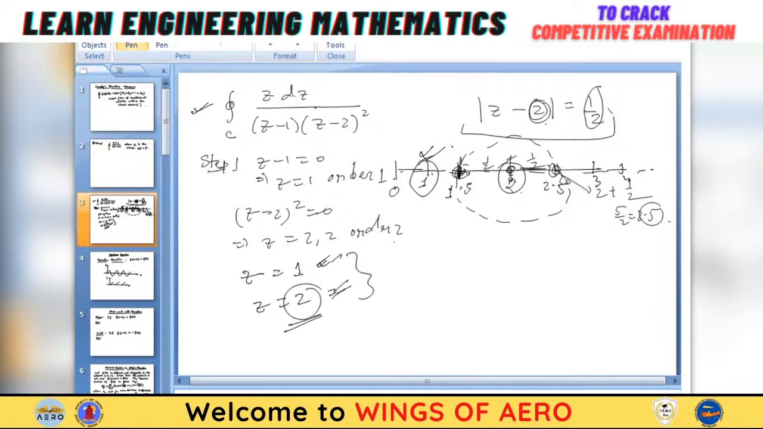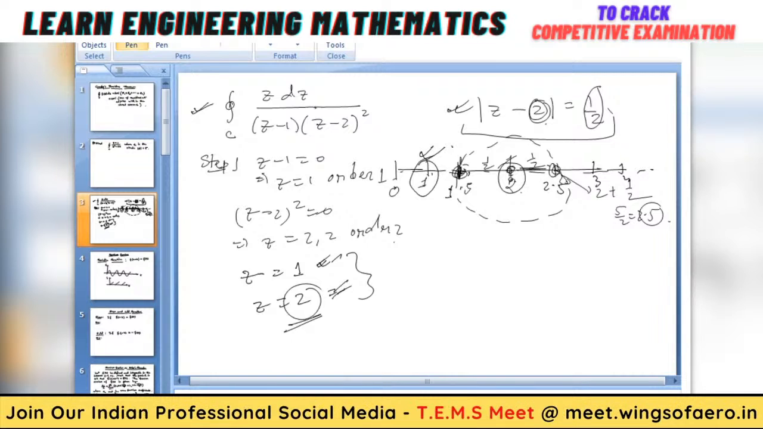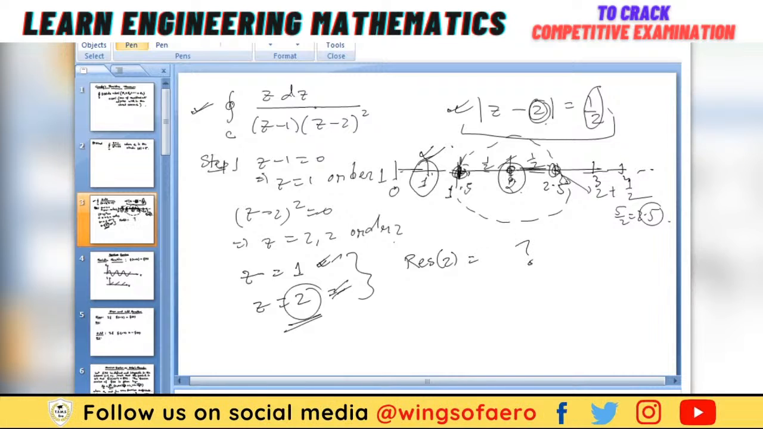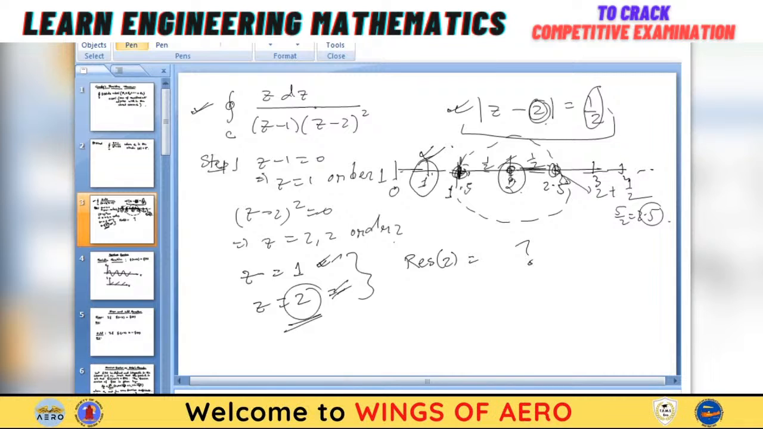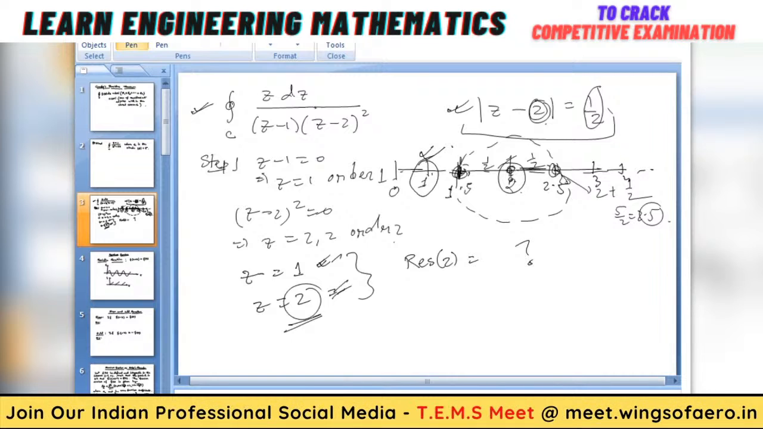The integration should only be based on this circle or any curve which is given in the problem. Now can you tell me what is the residue at z equal to 2? Apply the formula which I have discussed. I think the formula has been written in your copy because it was already discussed in the last class. So residue at 2, because we are considering z equal to 2 only. What is the residue at 2?